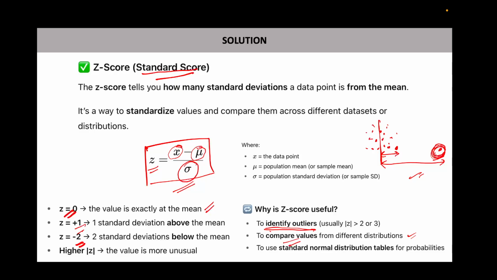It can also help you identify whether the distribution is normal, or whether there is a probability for a normal distribution.